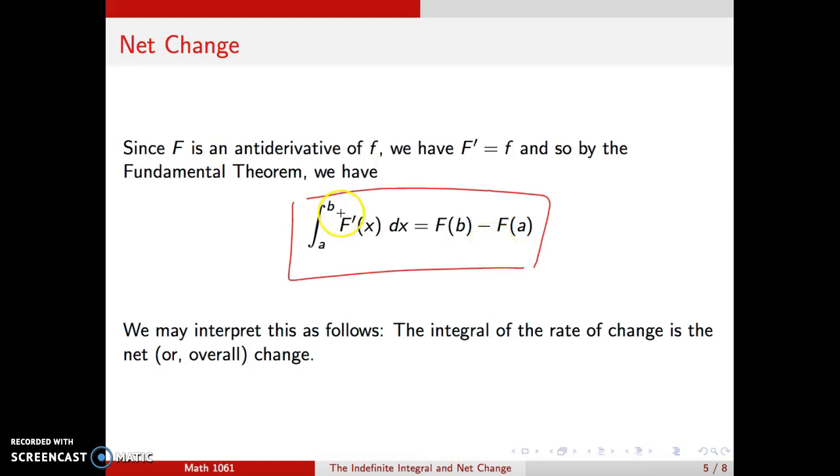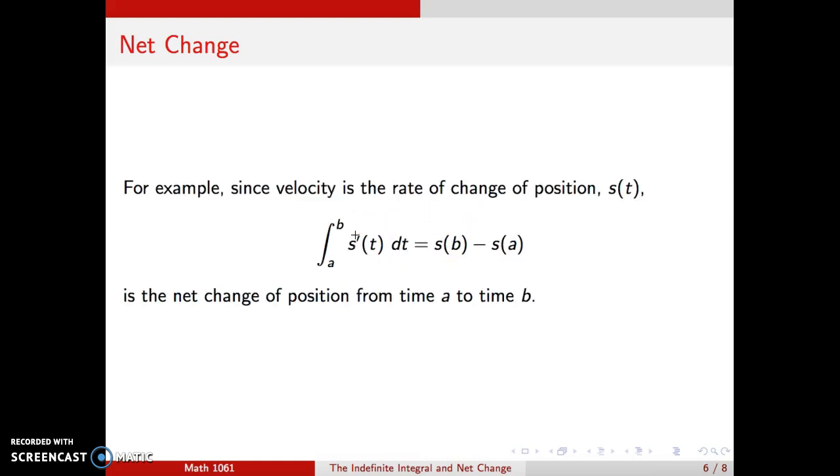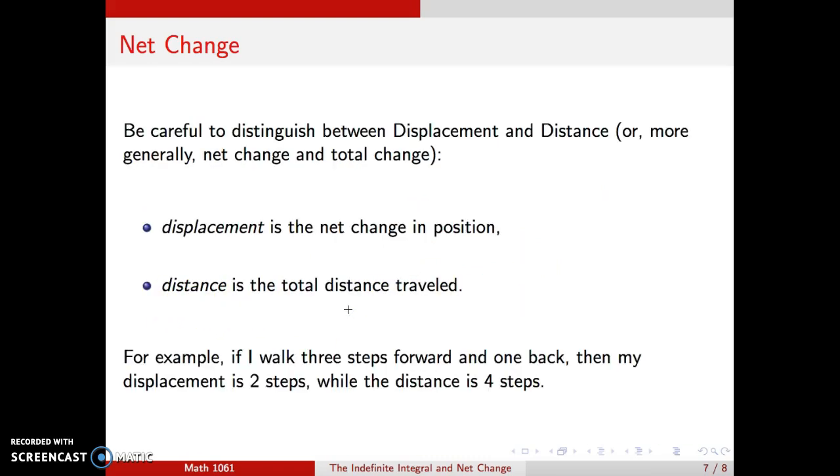If you know the instantaneous rate of change, you can learn something about the net change if you apply a definite integral. A classic example is velocity, the rate of change of position. The definite integral of the velocity is going to be the net change in position. A couple things we want to be careful with.